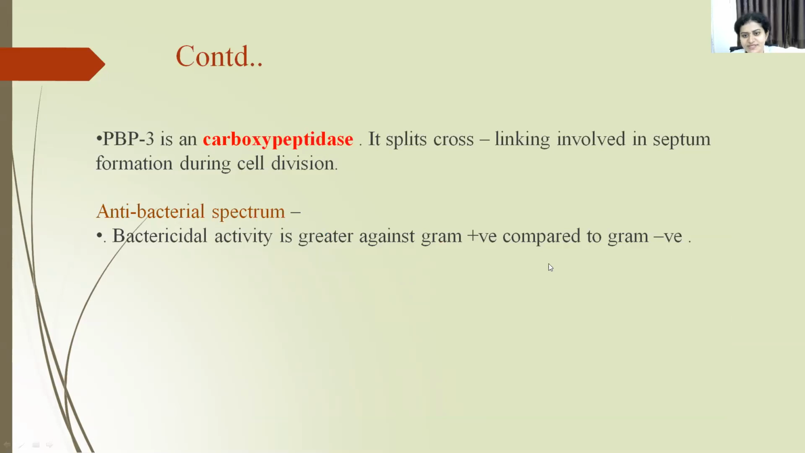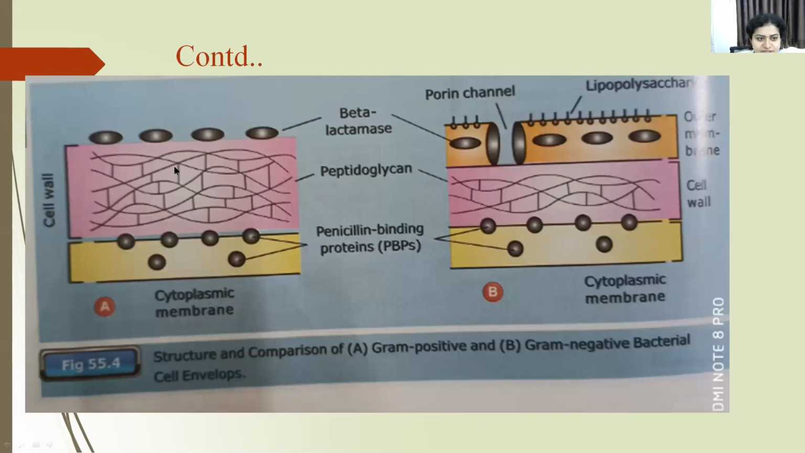Why is it more towards gram positive compared to gram negative? Because this is the structure and composition of the cell wall. A is gram positive, B is gram negative. In gram positive, there is a peptidoglycan layer, and there is only one layer. Whereas in gram negative, you see it has one more layer above the peptidoglycan, which is the outer membrane having lipopolysaccharides. Here there is no outer membrane. It only has peptidoglycan.